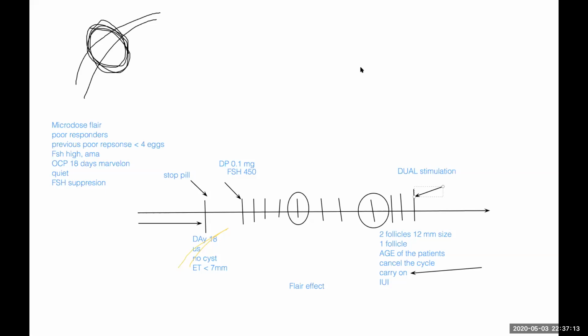Is this clear to everybody? Can you repeat the dual stimulation, please? So dual stimulation, you did your stimulation here with the microdose flare or whatever it is, the antagonist protocol, and then you did your ovum pickup here. You let the patient rest for 2 to 3 days. You let her menstruate. Sorry, let me draw a straight line here. 2 to 3 days. And then you bring her back 3 days later. On that day, you do an ultrasound for her.